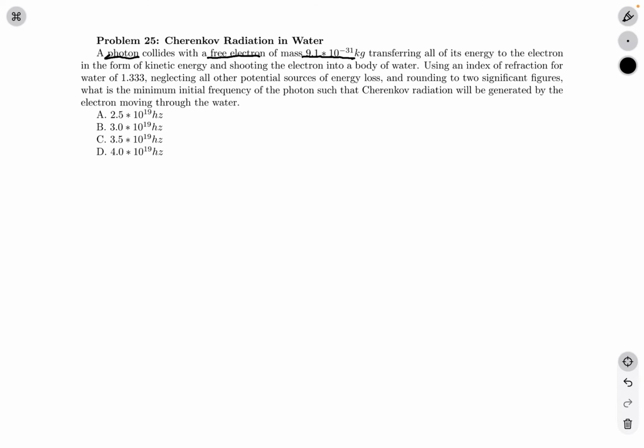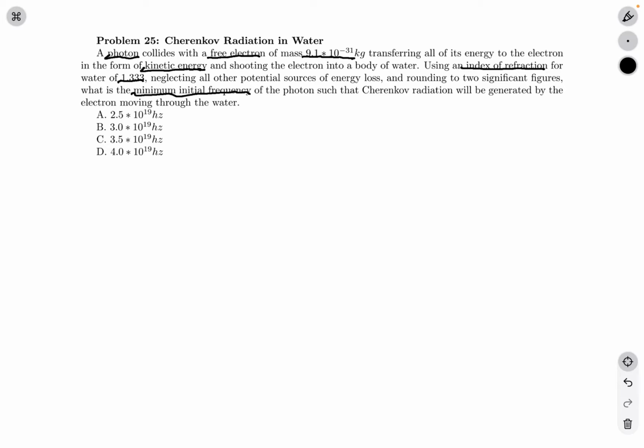Anyways, let's get started. So we've got a photon, absorbed by a free electron, mass 9.1 times 10 to the negative 31 kilograms. All energy is transferred as kinetic energy. And we have an index of refraction of the water as 1.33. So we're going to ignore every energy loss and we're going to use significant figures. We need to find the minimum initial frequency of the photon so that Cherenkov radiation will be generated.